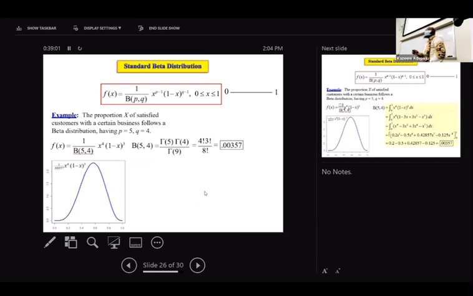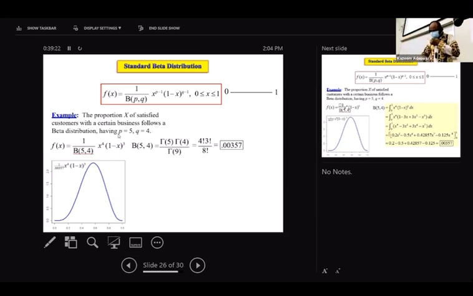Now, I told you this distribution is used to model something that has to do with proportions. When a random variable is a proportion, or a rate, or a percentage, of course, you expect the random variable to be greater than 0, but less than 1, right? Okay, we're going to use the beta distribution.